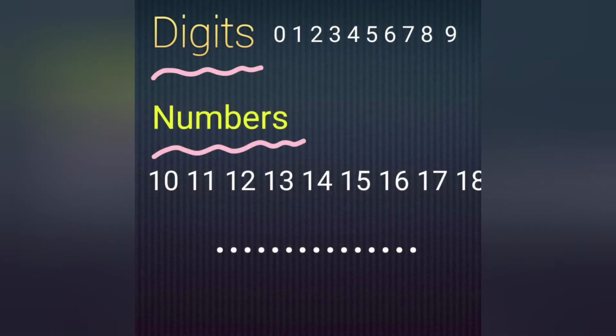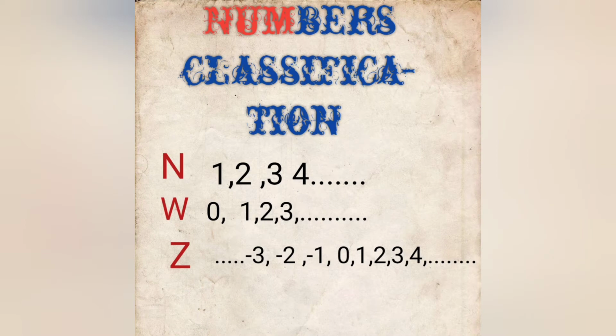0, 1, 2, 3, 4, 5, 6, 7, 8, 9. These are called digits. By using these digits we can write numbers. Numbers are infinite, we know. Numbers are categorized into groups.